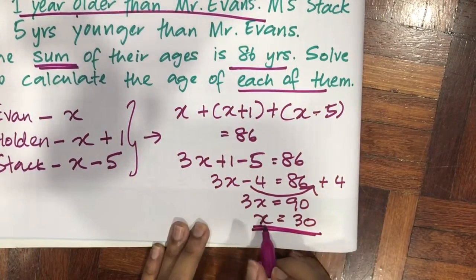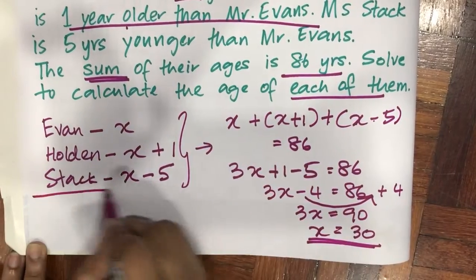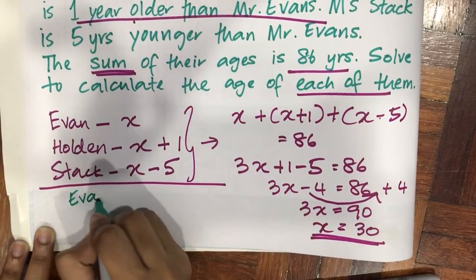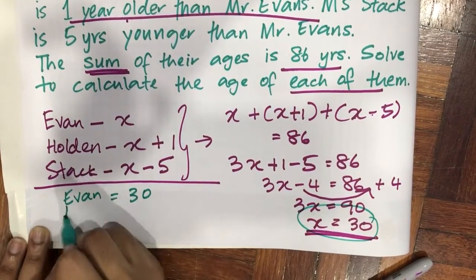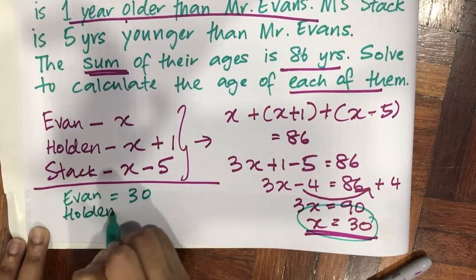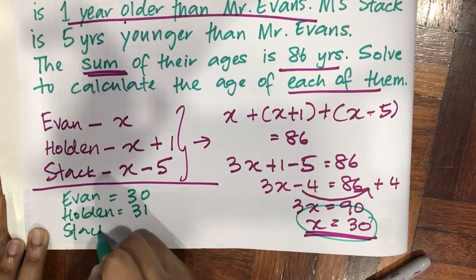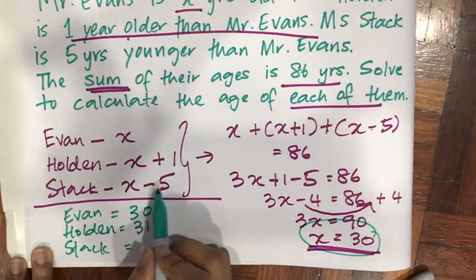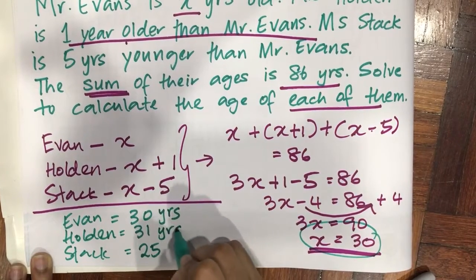So x belongs to Evans. Evans is x, so Evans is 30 because x equals 30. Holden is x plus 1, 1 year older, so x plus 1 means 31. Stack is 5 years younger than Evans. If Evans is 30, Stack will be 5 years younger, so 25. So these are their ages.